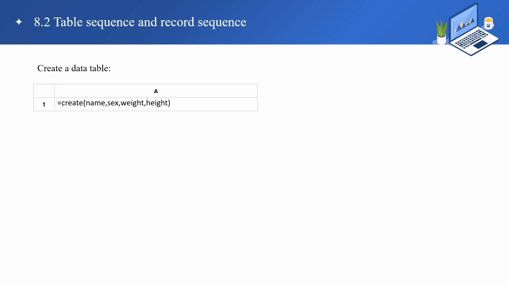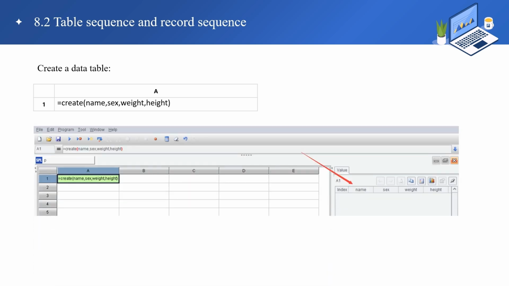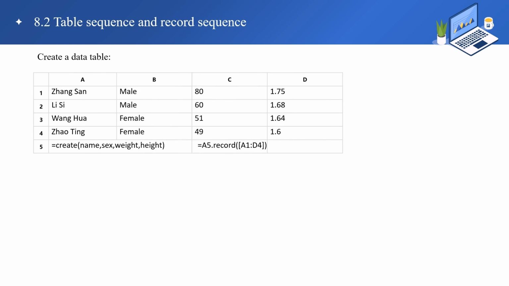The create function creates an empty data table. The data table must have a data structure, that is, field names, and fill them in the parameters of the create function in turn. The newly created data table has no records. When viewing the data, we will see that there is only a header on the right. Let's write the code more completely and add some data.